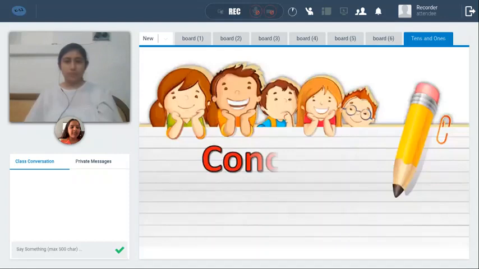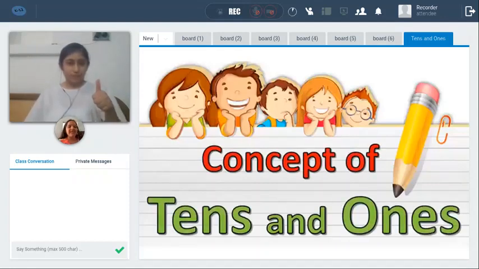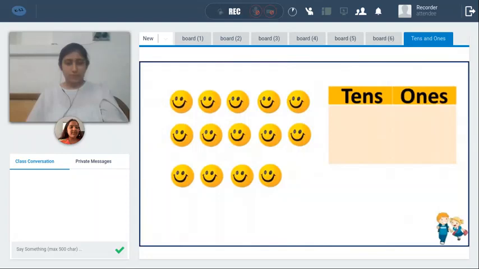Hello kids, today we will learn about tens and ones place of the number. That is the place value of a number. Now let's get started. Now let's understand the concept of tens place and ones place of a number by a given set of objects. Here we have some smiley balls as objects. Now let's group them as 10. Now let's start counting the number of balls.